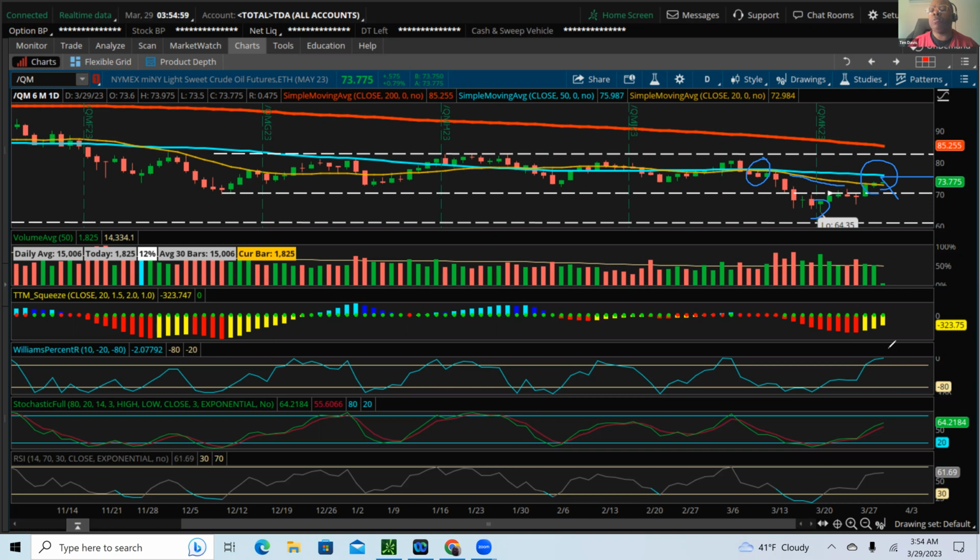We are showing some overbought territory in the Williams percentage already. Okay, full stochastic is still trending higher. RSI still trending higher, but starting to flatten out. So crude is showing us that it is in the area of some resistance right now. We're starting to see this upward movement starting to settle or fizzle out.